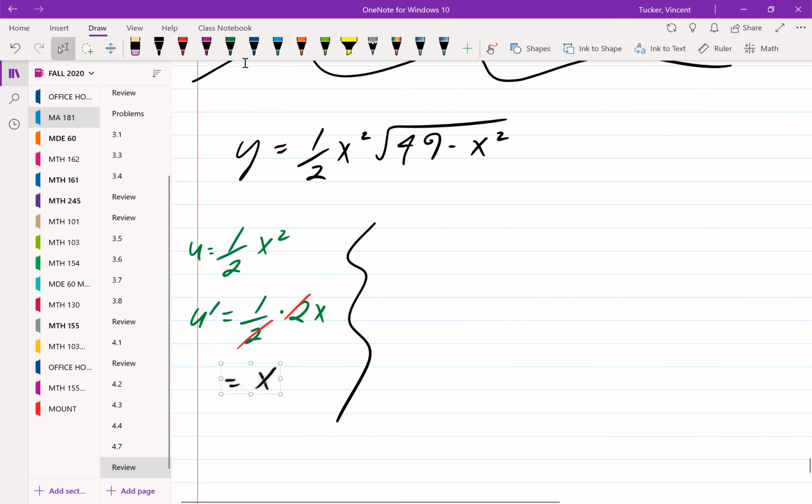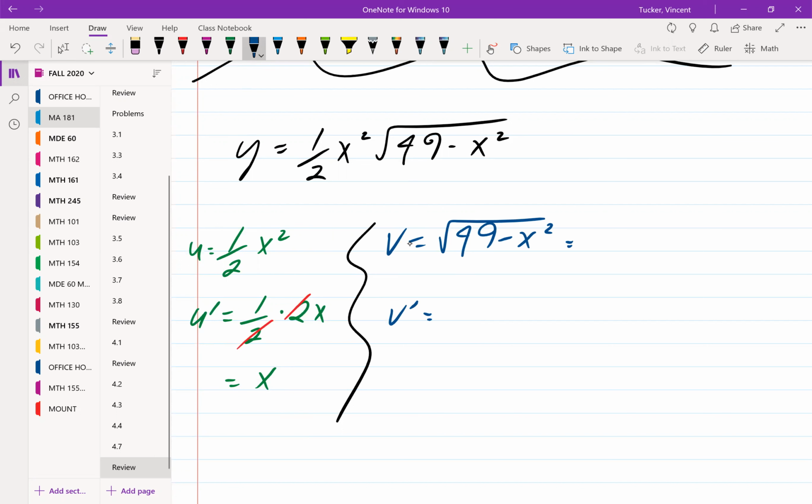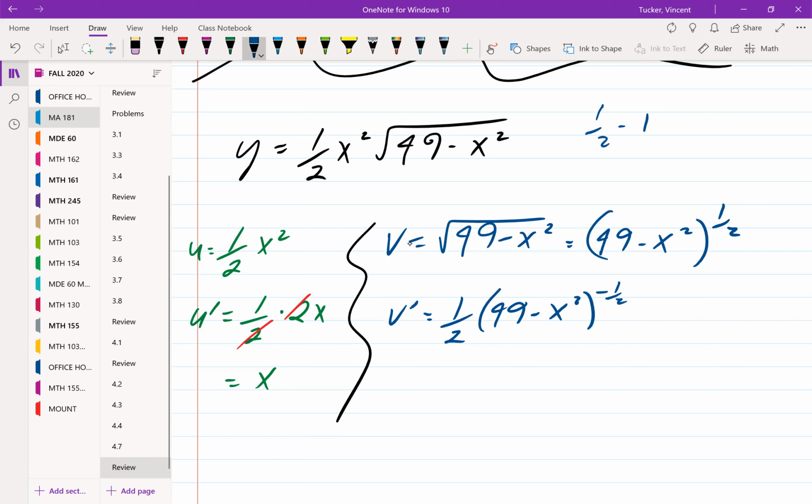And then v is the square root of 49 minus x squared. And then v prime, the derivative of v. So I want to rewrite this as 49 minus x squared raised to the 1/2. So to take the derivative of that, bring down the 1/2, 49 minus x squared. Subtract 1 from this exponent. It's going to be negative 1/2. 1/2 minus 1 will give you a negative 1/2.